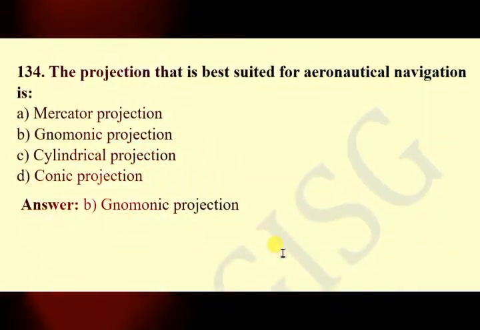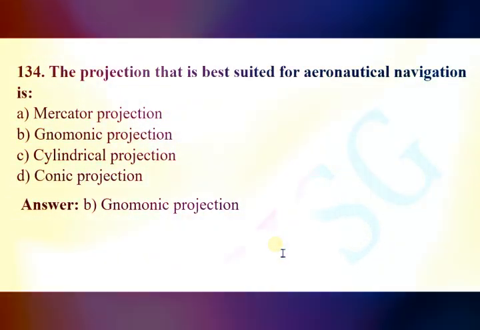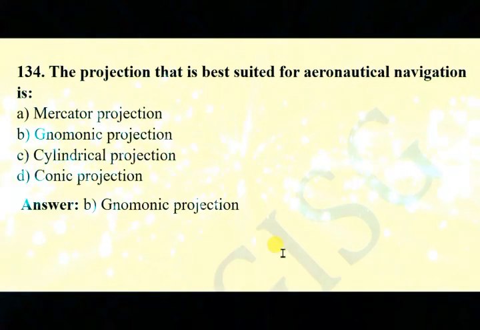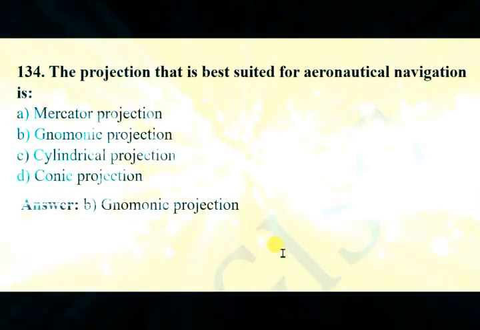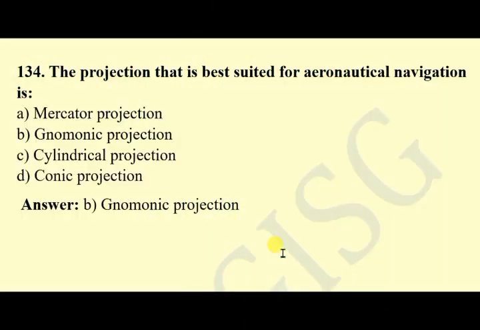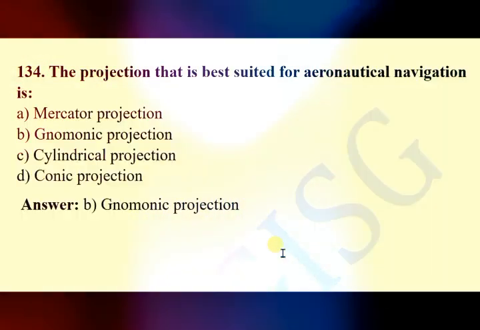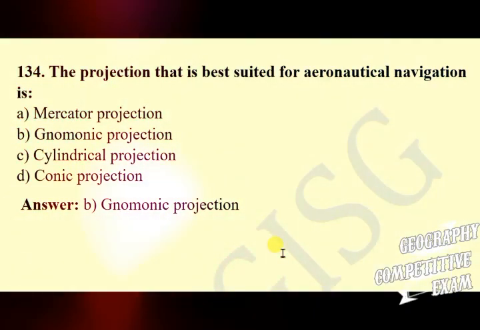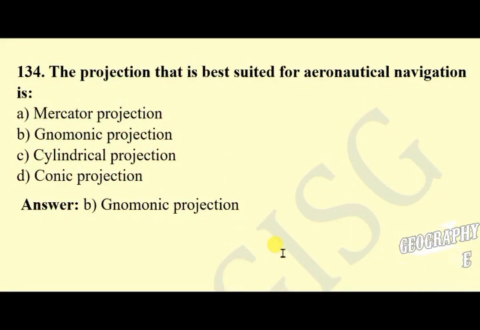Map projections category. Question 134. The projection that is best suited for aeronautical navigation is Mercator projection, gnomonic projection, cylindrical projection, conic projection. The right answer will be gnomonic projection.